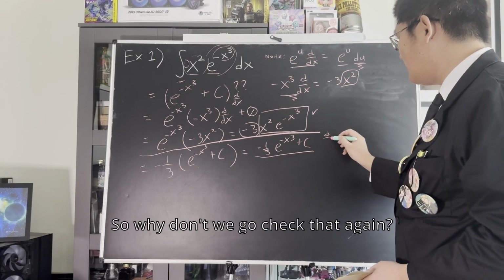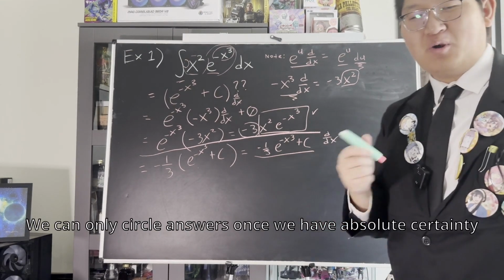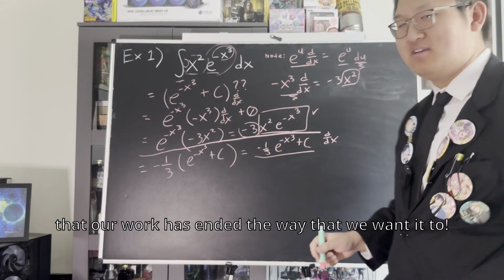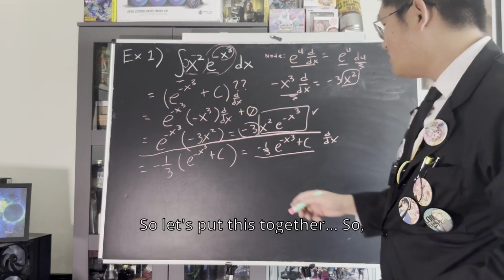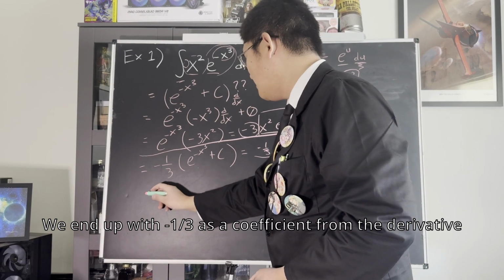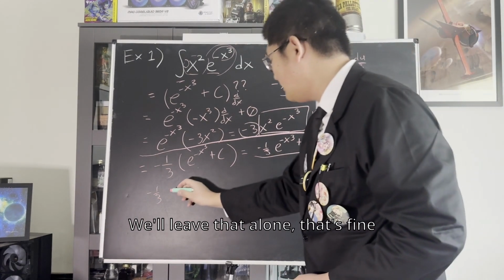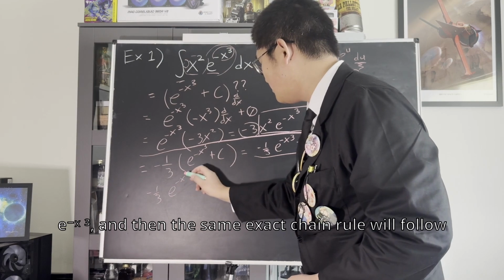So why don't we go and check that again? We could only circle answers once we have absolute certainty that our work has ended the way that we want it to. So let's put this together. We end up with the negative 1/3 as a coefficient from the derivative. We'll leave that alone, that's fine. E raised to the negative x cubed power.